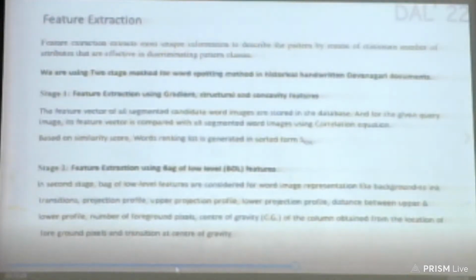The next step is the feature extraction method. It extracts the most unique information, which is used for describing a pattern. We have used a 2-stage method for word spotting. In stage 1, feature extraction is performed using gradient, structure and concavity features.